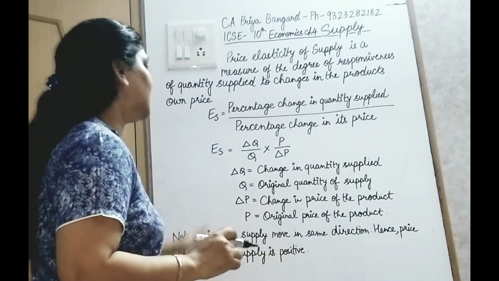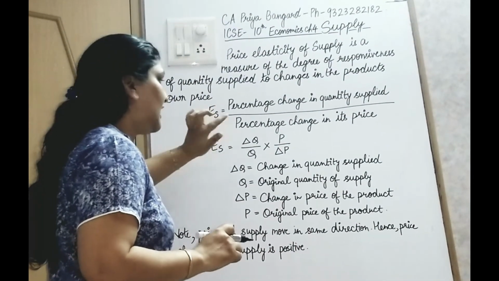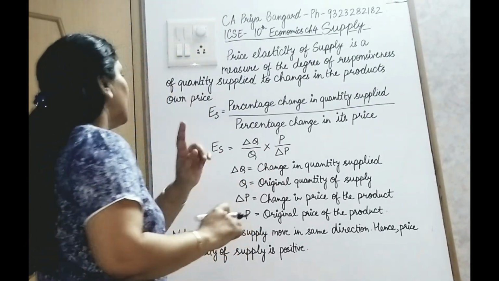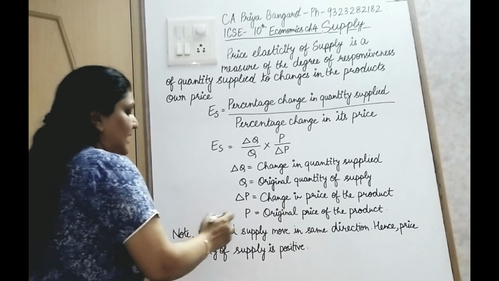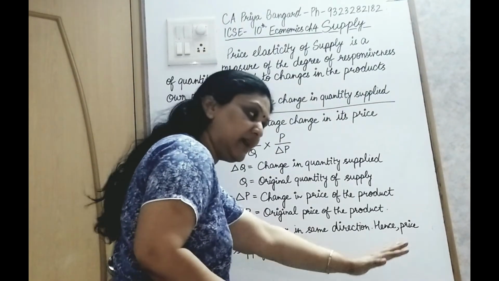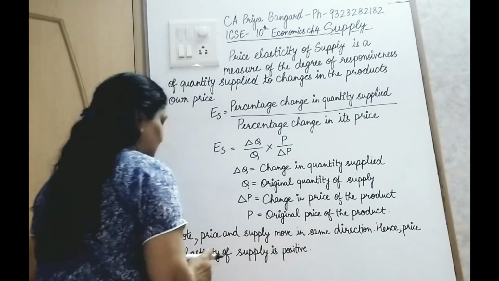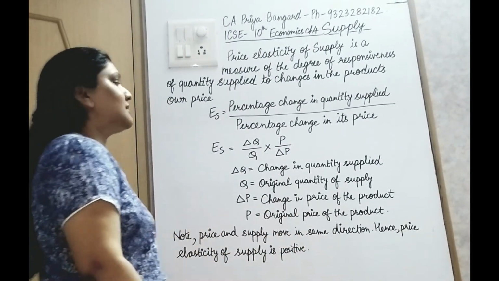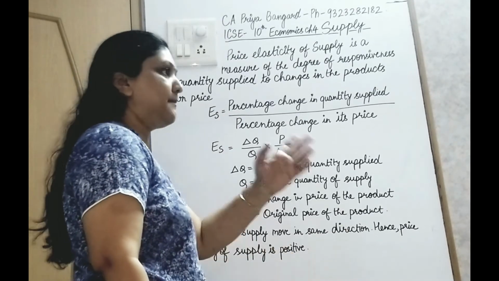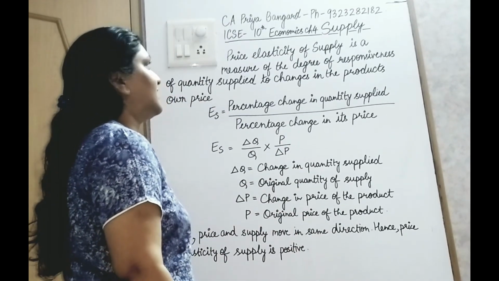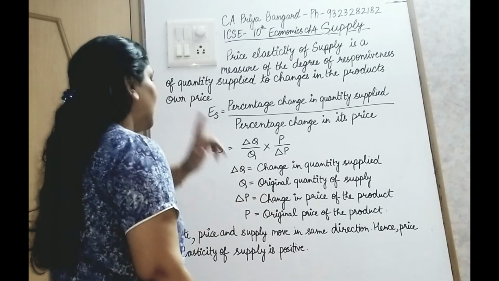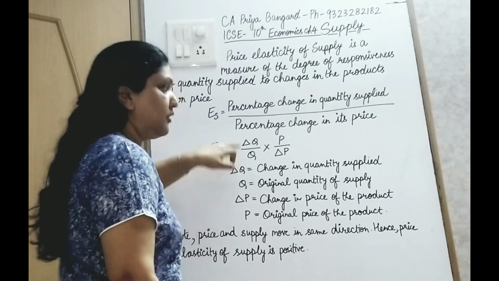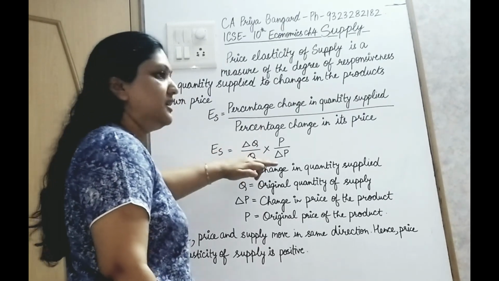So the formula is ES is equal to delta Q upon Q into P upon delta P. You have to note that price and supply move in the same direction. Hence, price elasticity of supply is positive because when price increases, supply increases. Elasticity is telling us by how much, and the formula is ES is equal to delta Q upon Q into P upon delta P.